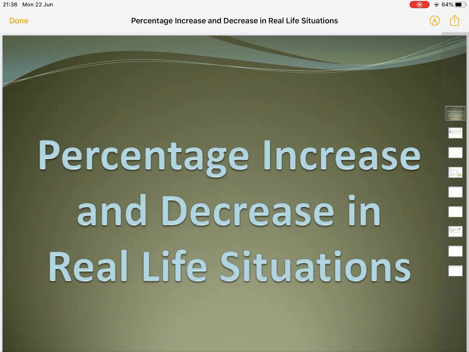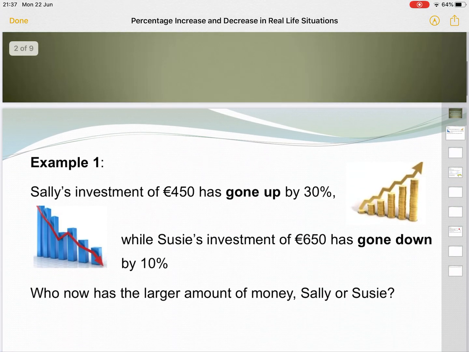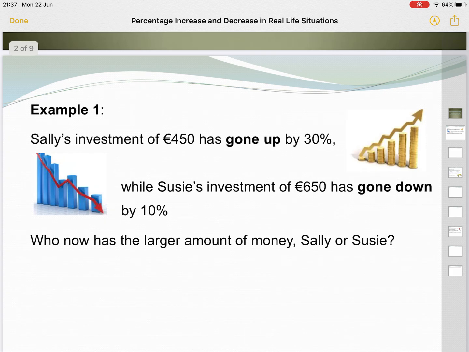Good morning, boys. Today we are focusing on real life situations involving both percentage increase and decrease. So we're going to pay attention to the keywords so as to recognize whether it is a percentage increase or a percentage decrease. Because if it is a percentage increase, we must add to find the new percentage. But if it is a percentage decrease, we must subtract to find the new percentage. Okay? Let's start with the first example.